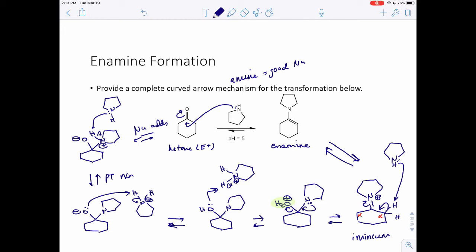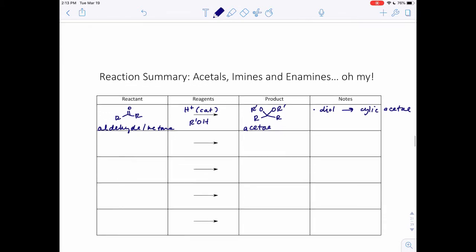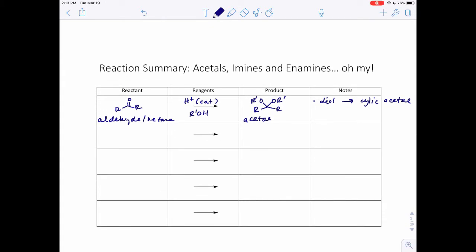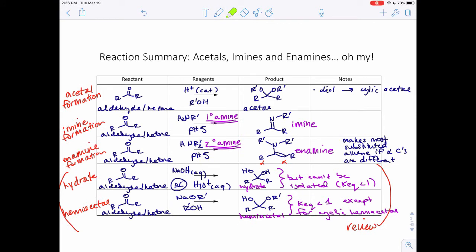All right, pause and digest that. Even better yet, summarize those two reactions. All right, hopefully you came up with something like this. We're under acidic conditions.